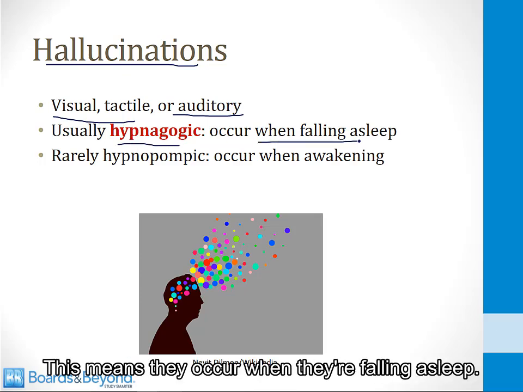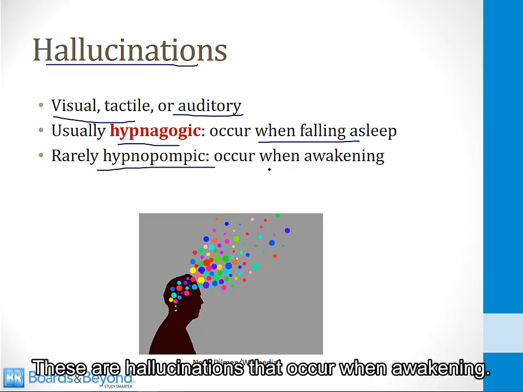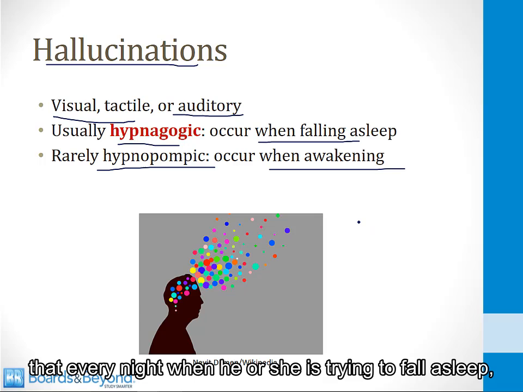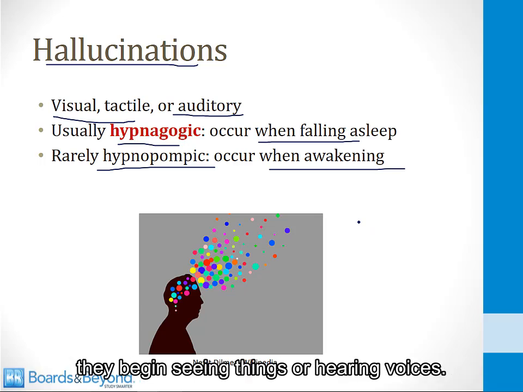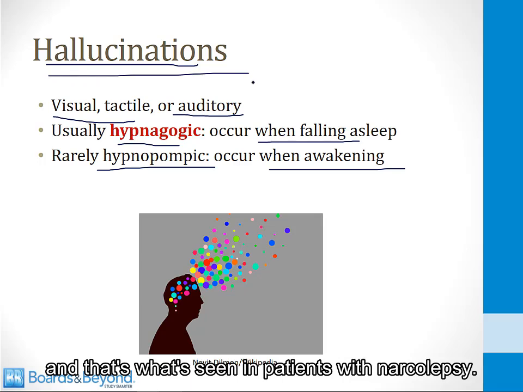This means they occur when they're falling asleep. Rarely they can be hypnopompic. These are hallucinations that occur when awakening. So what will happen is the patient will complain that every night when he or she is trying to fall asleep, they begin seeing things or hearing voices. Those are hypnagogic hallucinations, and that's what's seen in patients with narcolepsy.